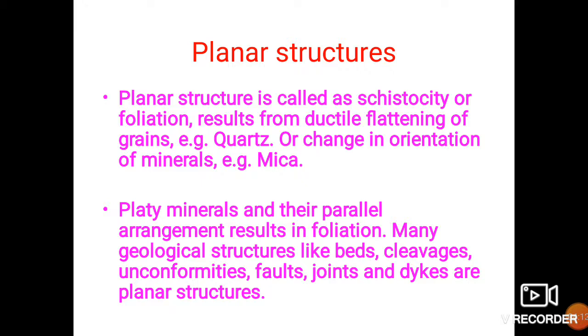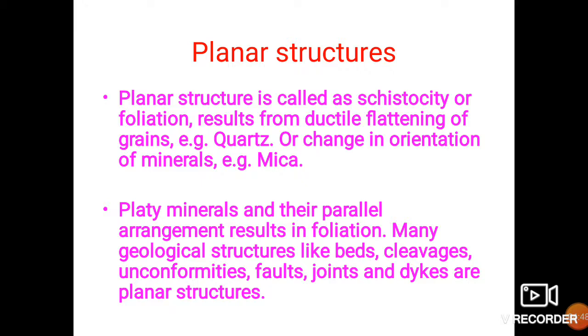Or in some cases, for example, in minerals like mica, it causes change in orientation or direction of the mineral. They get oriented in one particular direction. It is called as unidirectional arrangement of the minerals, and the resulting structure is called as planar structure. For example, cystosity or foliation. Platy minerals and their parallel arrangement results in foliation.